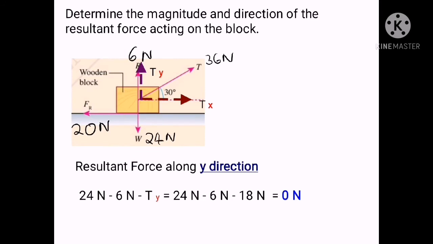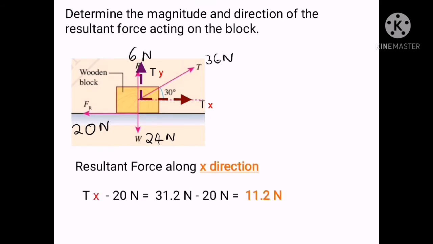So the resultant force here is equal to 24 Newton plus negative 6 Newton, or minus 6 Newton, since it is in the opposite direction, and minus Ty. So that is equal to 24 minus 6 Newton minus 18 Newton. So my resultant force along the y direction is 0 Newton.